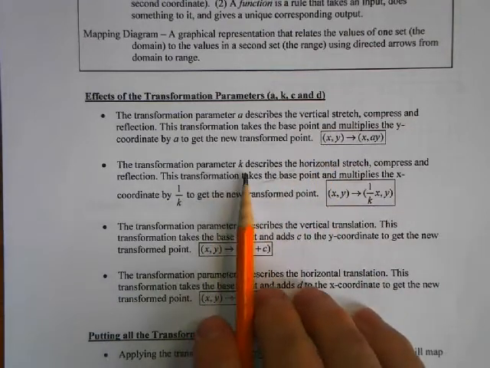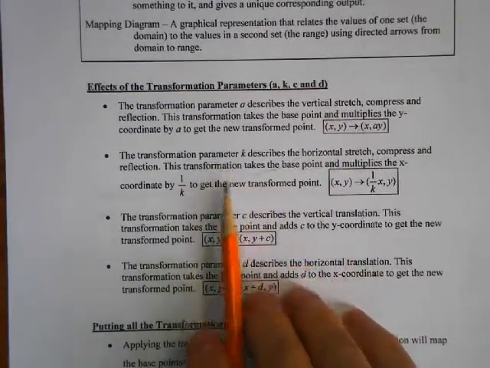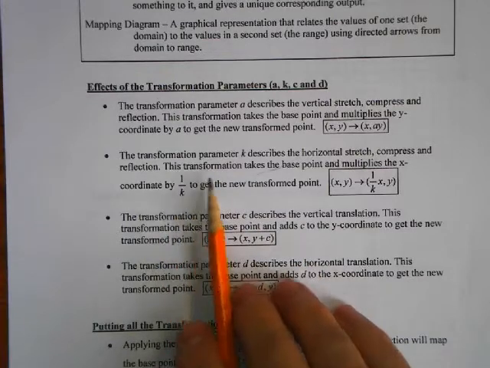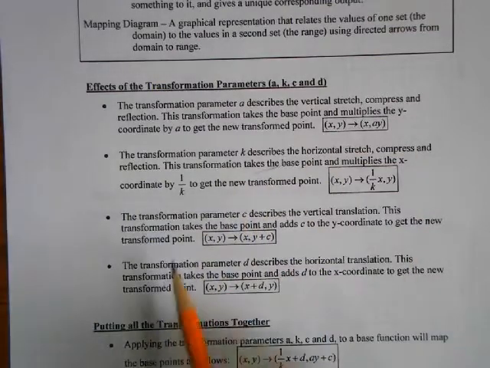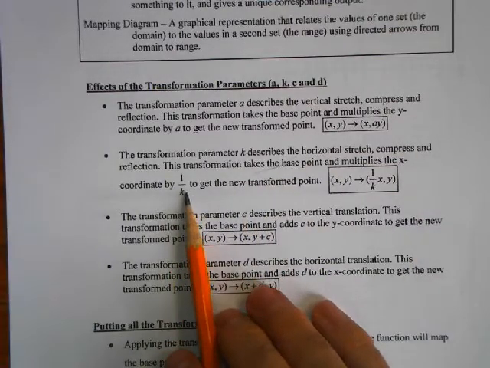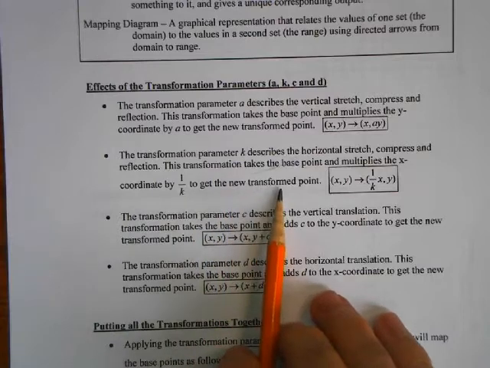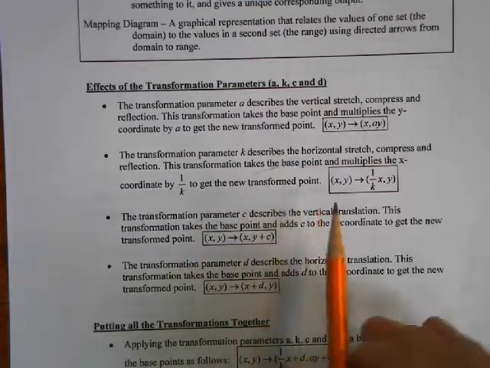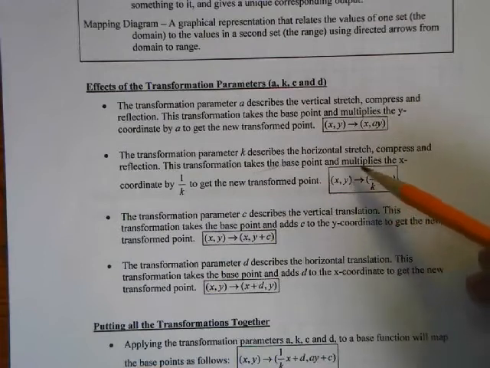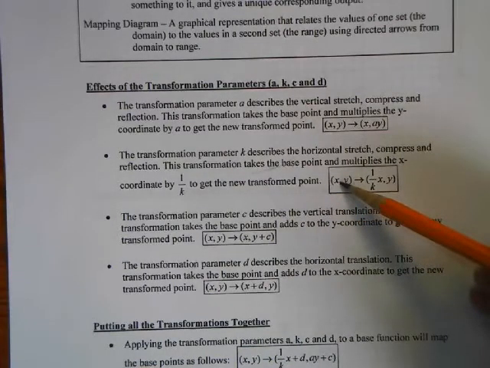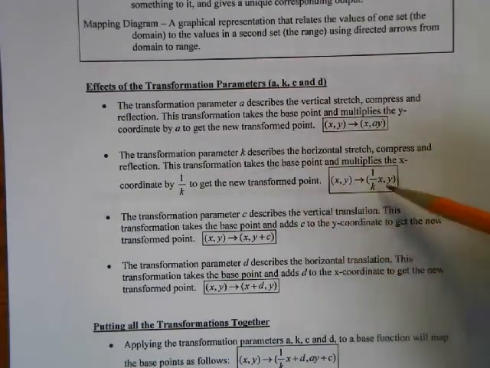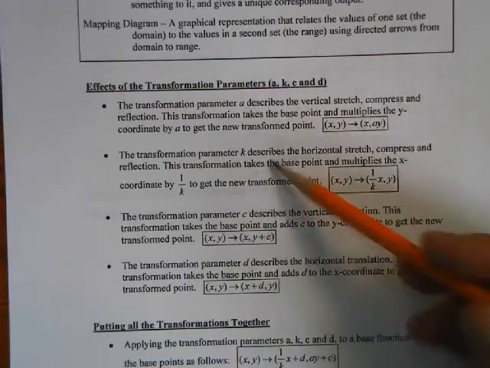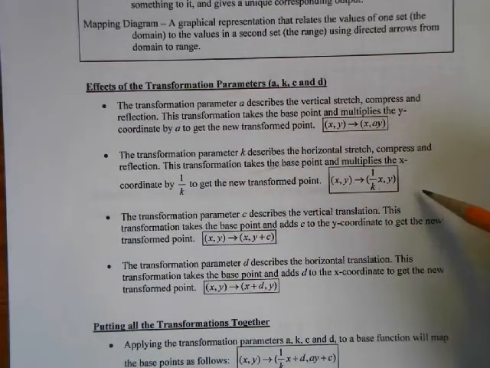Let's go down to K. The transformation parameter K describes the horizontal stretch, compression, and reflection. This transformation takes the base point and multiplies the x coordinate by 1 over k, very important, to get the new transform point. So if we were starting with just the base point (x, y), we multiply the x coordinate of that base point by 1 over k. If we did this to all the base points, we would be applying parameter k, the horizontal stretch, compression, and reflection.